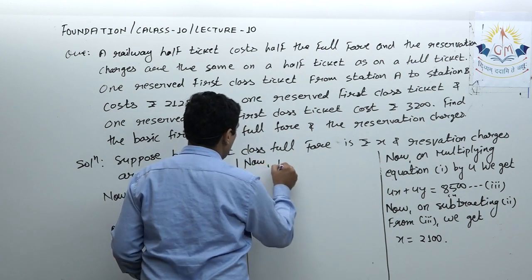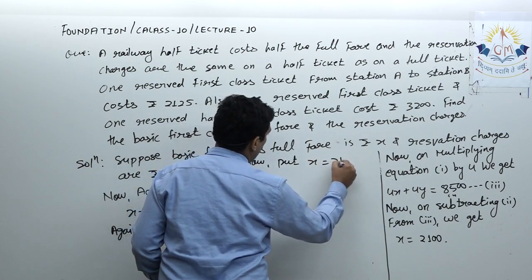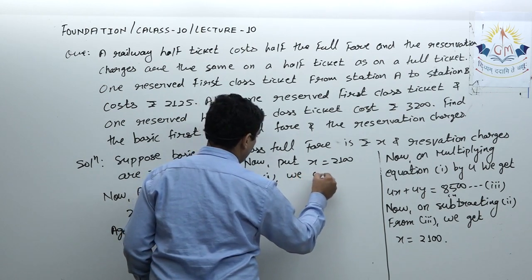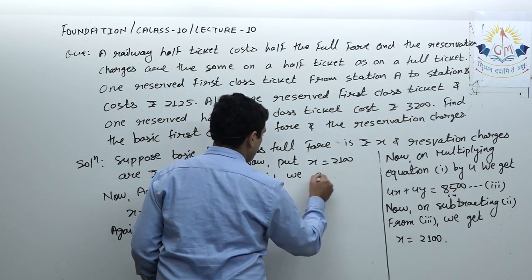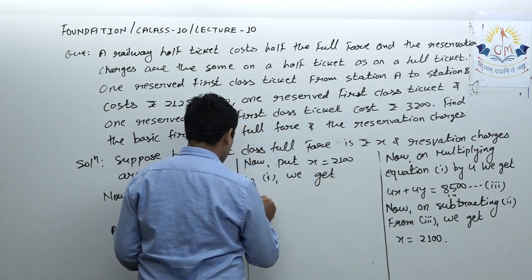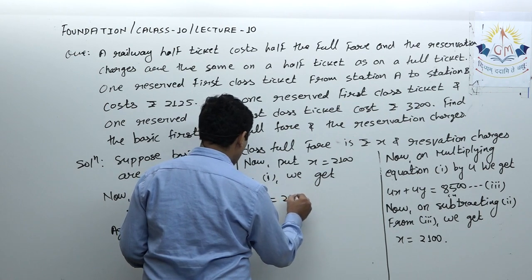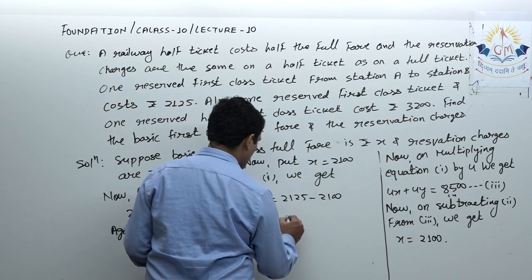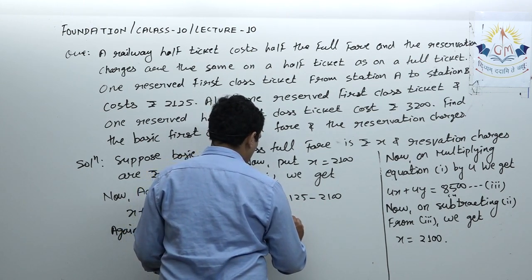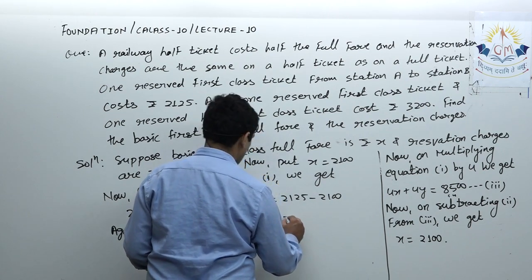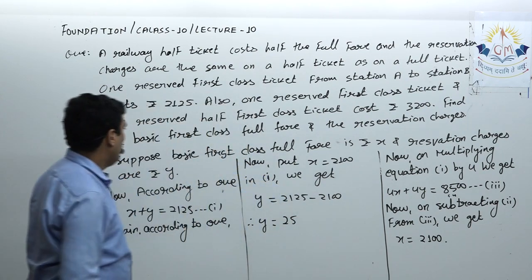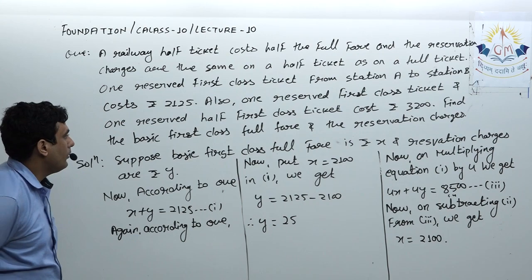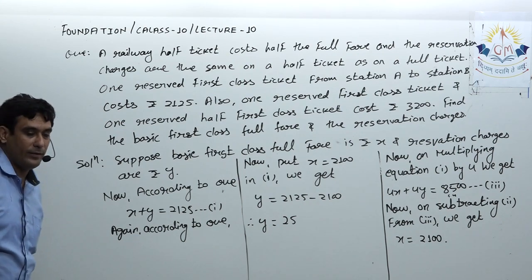Now put x equal to 2100 in the first, we get y is equal to 2125 minus 2100. Therefore y is equal to 25. So the basic first class full fare is rupees 2100 and the reservation charges are rupees 25.